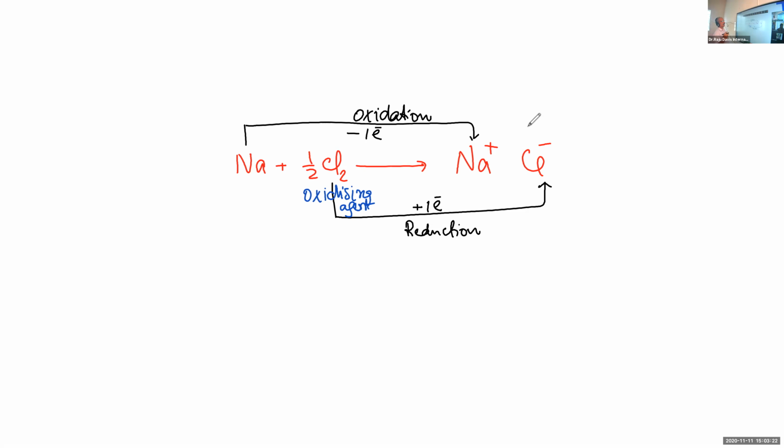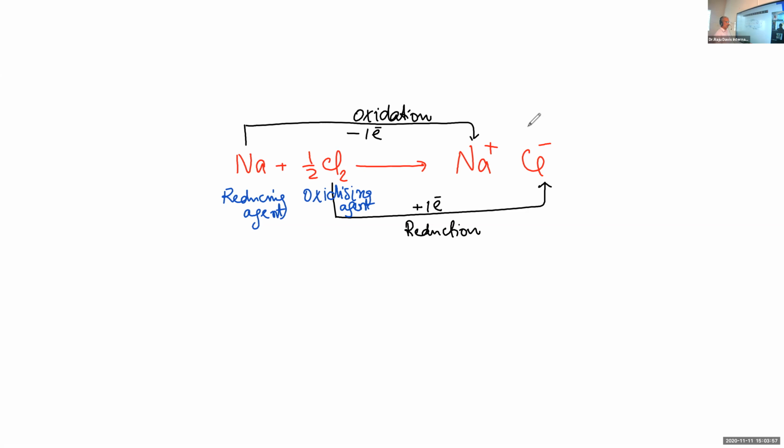And which is the reducing agent? Reducing agent is electron donor. Here electron is donated by sodium atom. And so Na, sodium is the reducing agent. And now what happens to the reducing agent? The reducing agent gets oxidized. So Na is the reducing agent and it gets oxidized to Na plus.